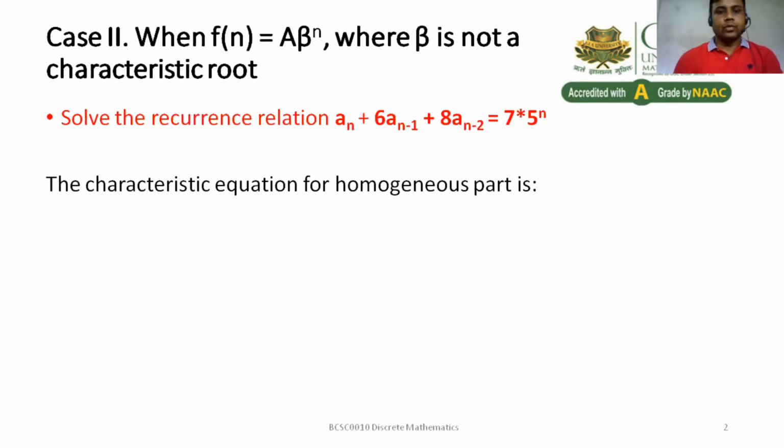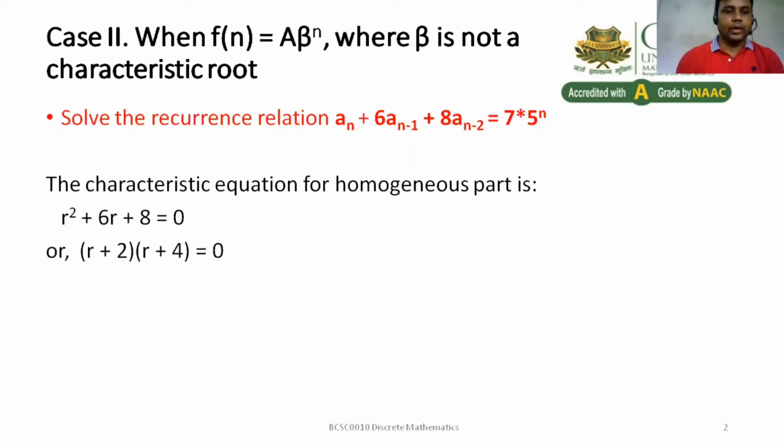So first of all, we have to find its homogeneous solution, and for the homogeneous solution we have to write its characteristic equation. The characteristic equation for this given recurrence relation will be r square plus 6r plus 8 equals 0. This is obtained from here. If we simplify this, you will get r plus 2 into r plus 4 equals 0, and therefore the value of r will be minus 2 and minus 4.